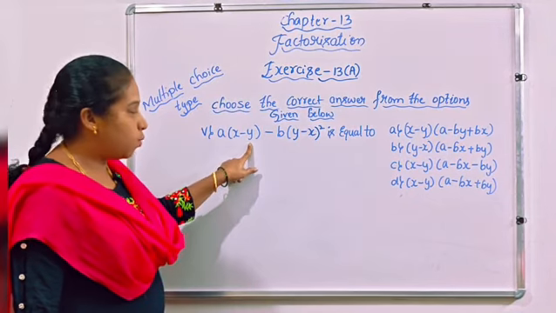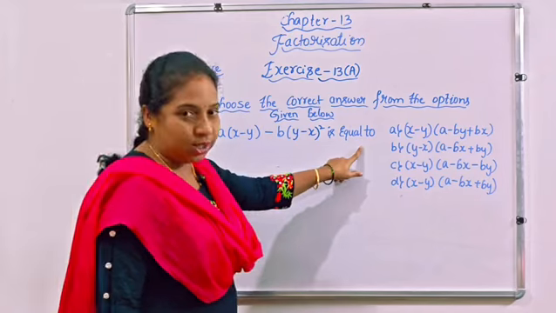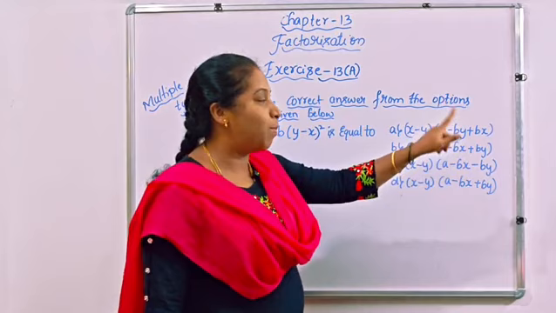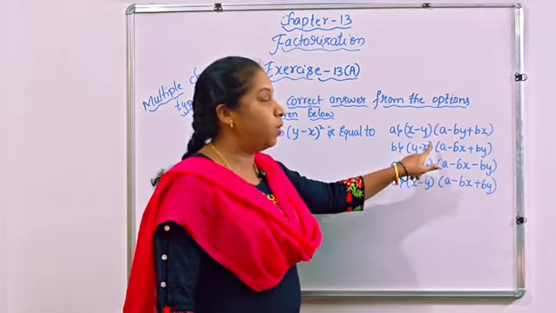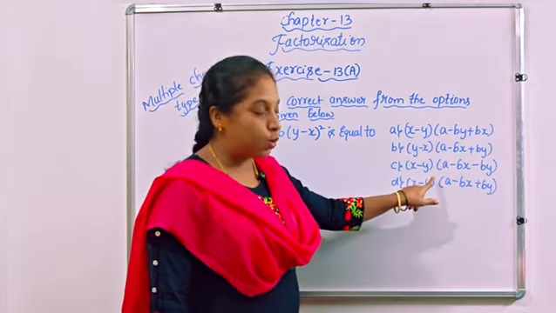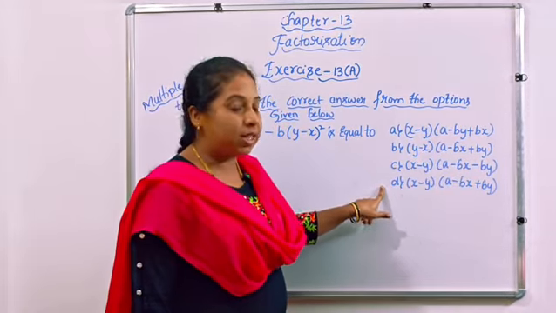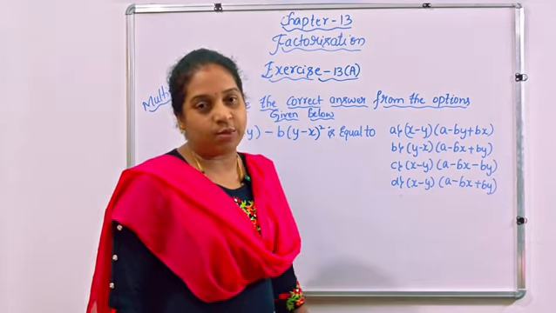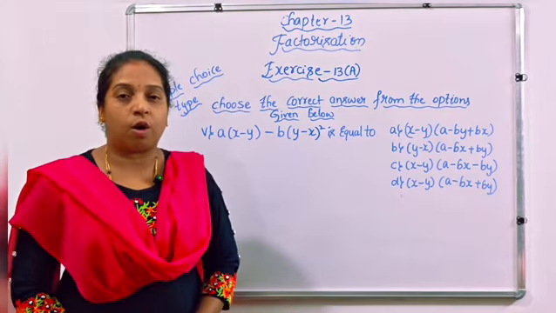a into x minus y minus b into y minus x whole square is equal to. A option: x minus y into a minus bx plus by. B option: y minus x into a minus bx plus by. C option: x minus y into a minus bx minus by. D option: x minus y into a minus bx plus by. So this is the question they have given, and those are 4 options.